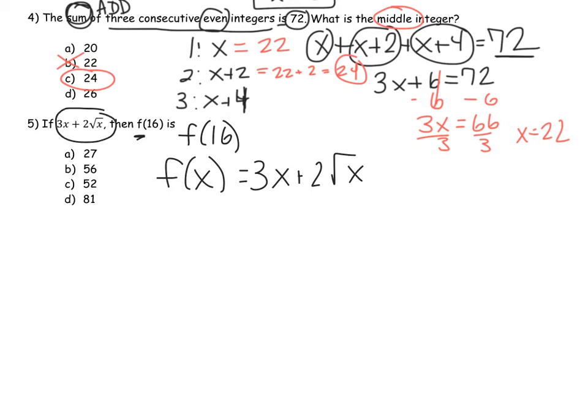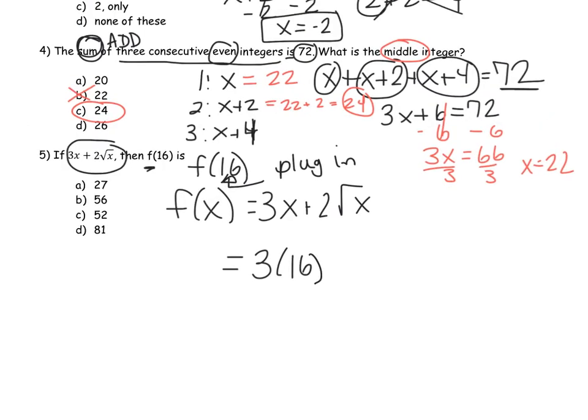So when you have something in the parentheses, that means plug in. Just plug it in. So to find f of 16, you're going to do 3 times 16 plus 2 times the square root of 16. So put this right in your calculator: 3 parentheses 16 plus 2 radical 16. Enter. And you get 56, choice B.